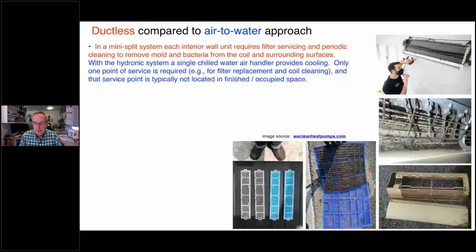Okay. Again, same photos here, just the idea that a ductless system, to properly maintain it, does require filter cleaning as well as a periodic cleaning to remove mildew.